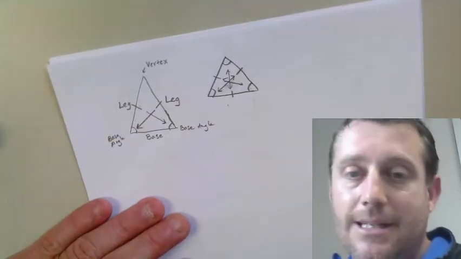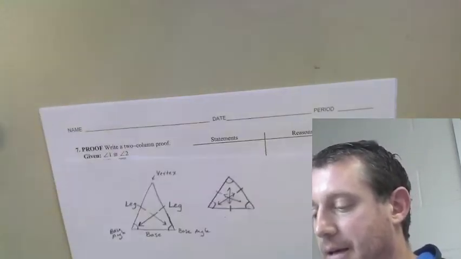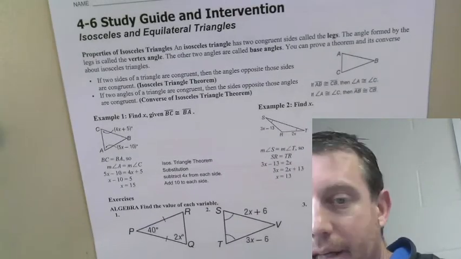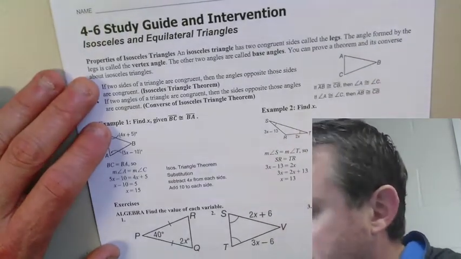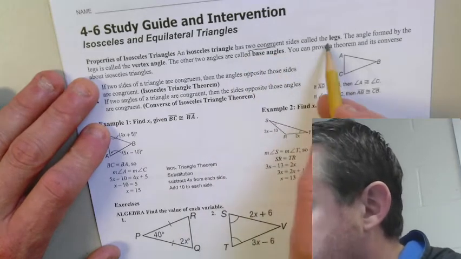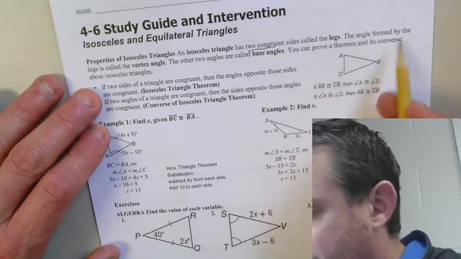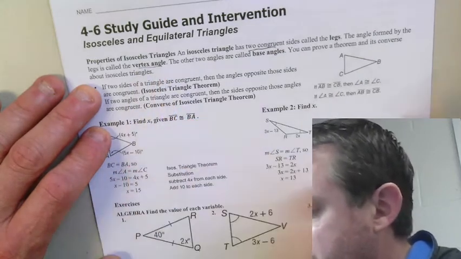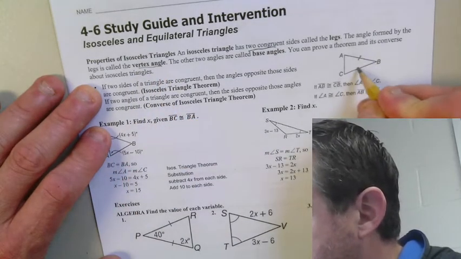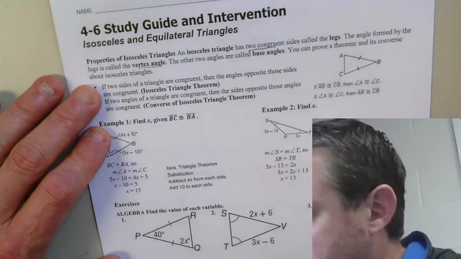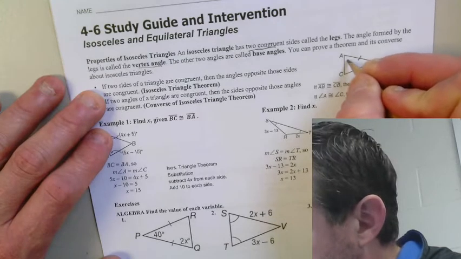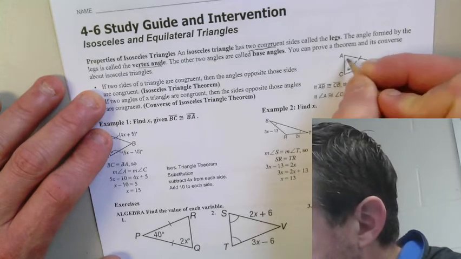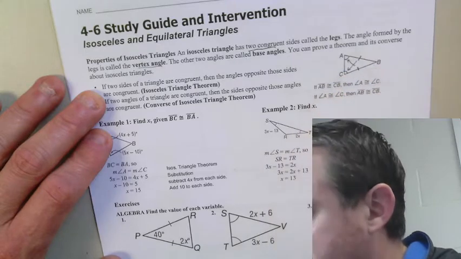Okay, so with that being said, let's actually take a look at some of the possible problems I could give you. So when we take a look at the paper here, as I read through this, property of an isosceles triangle: an isosceles triangle has two congruent sides called legs. We just talked about that. The angle formed by the legs is called the vertex angle. So B right here would be the vertex angle because these two sides would be the sides that would be congruent. The other two angles are called the base angles. Now the base angles are opposite those congruent sides, and so these angles are congruent to each other.